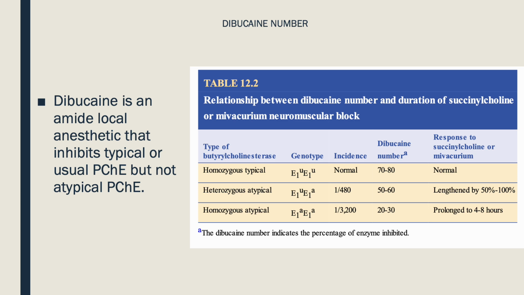Heterozygous atypical, okay, it's going to be about double the time for metabolism, so 20 to 30 minutes for your succinylcholine to go away, and homozygous typical is that normal 5 to 10 minutes.